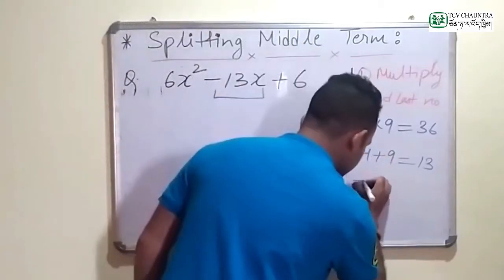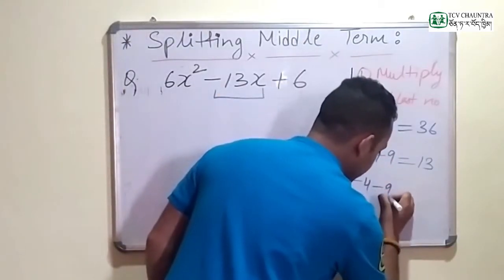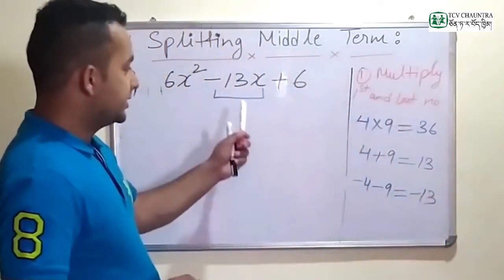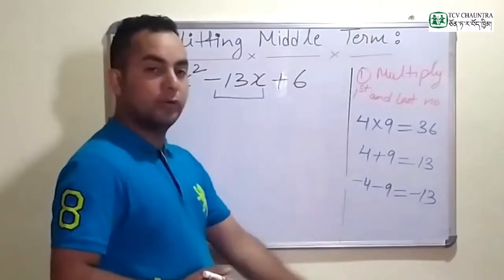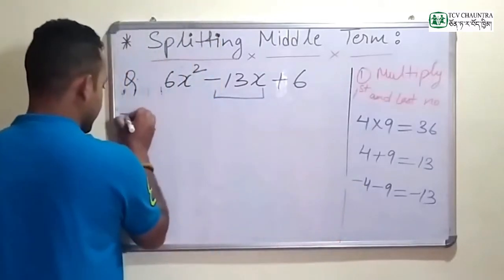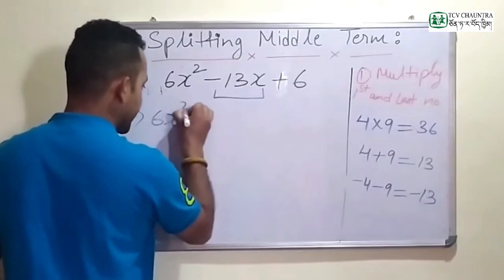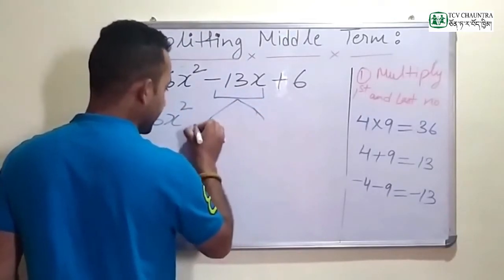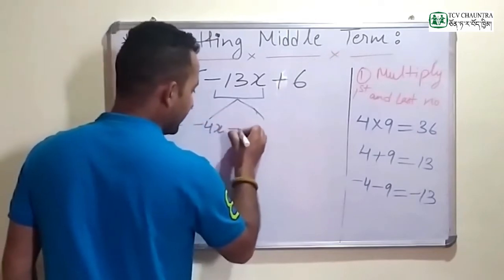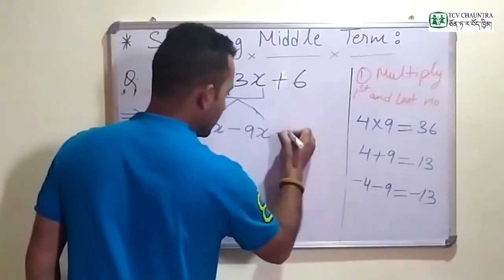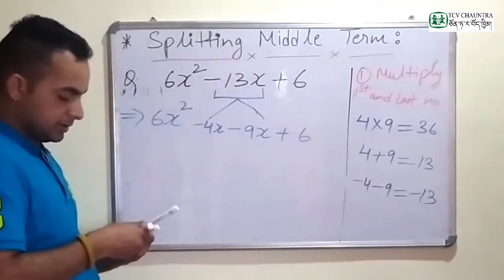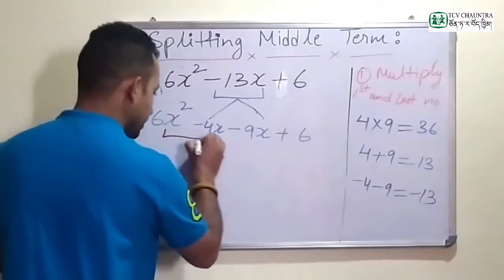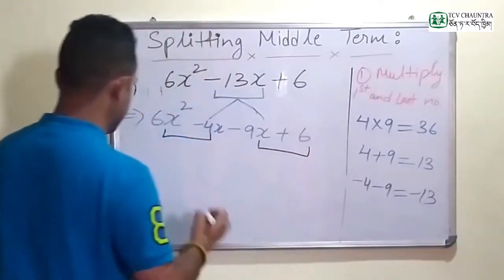So what will you do? You will just take minus 4 and minus 9, which is equal to minus 13. You can split negative 13x as negative 4x and negative 9x. So you will write 6x squared as it is and split the negative 13x like negative 4x and negative 9x plus 6. Understood? Now we are going to regroup the terms.